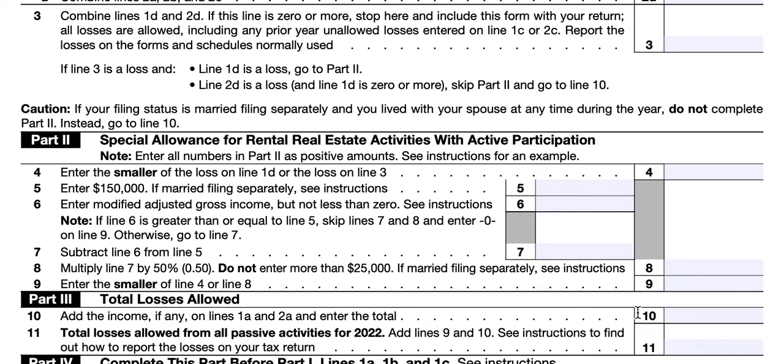But you can use Parts 4 through 9 of Form 8582 and the related instructions to figure the unallowed loss to be carried forward and the allowed loss to report on your forms and schedules for 2022.